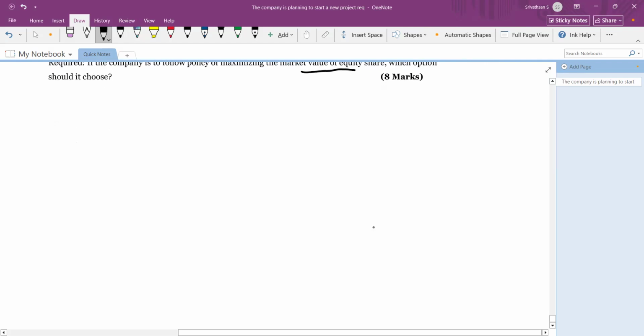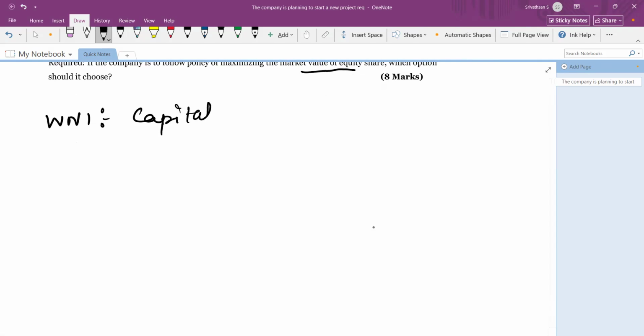Let's start with the first working note. Working note number 1, calculation of capital employed. Now, why are we calculating capital employed? Because we need to calculate the return on capital employed. So the first working note is capital employed.